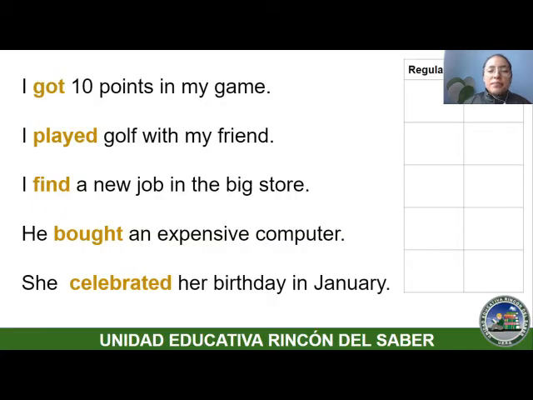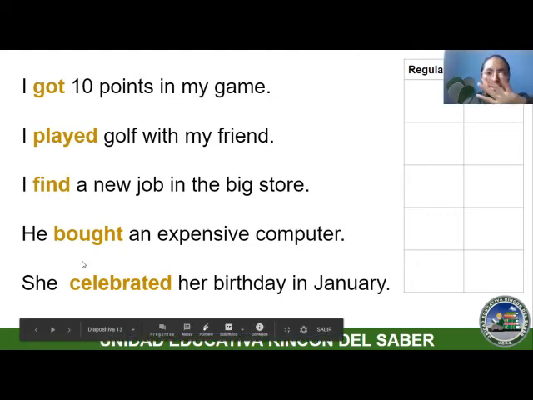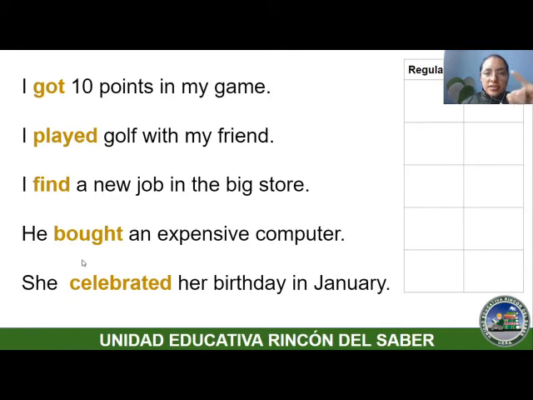Okay. Now let's identify. Okay, my dear student, we have in this part 5 sentences. Okay, please, first, read the sentence carefully. Second, identify the verb. And third, choose the correct option. Primero vamos a leer. Segundo, a identificar el verbo. Y tercero, vamos a decidir o identificar cuál es verdad, cuál es regular y cuál es irregular. Okay, you can use a piece of paper and you can do the answers.